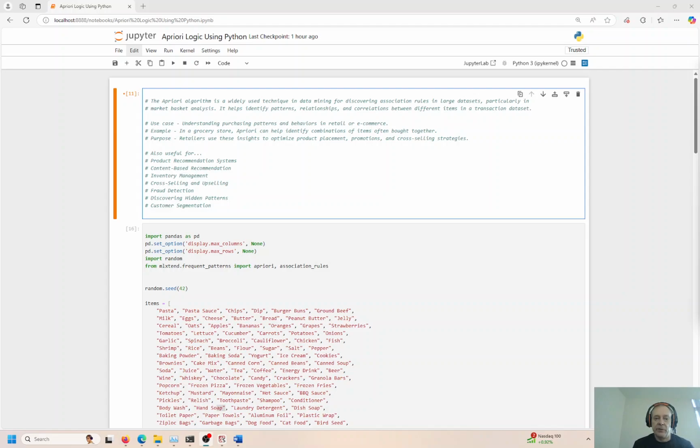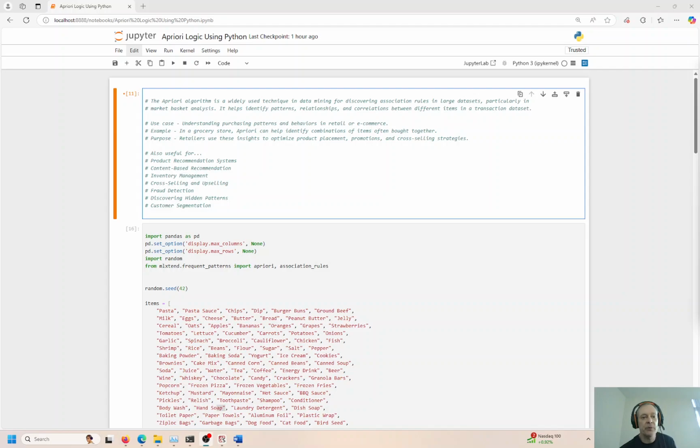So Apriori is an algorithm that's widely used for data mining and discovering association rules, patterns, or matching, influencing types of things, particularly in market basket analysis. Okay, and it helps identify, like I mentioned, patterns, relationships, and different types of correlations between items in a transaction data set. So a typical use case would be to understand purchase patterns and behaviors in retail or e-commerce. But there are many applications. We'll see in just a moment.